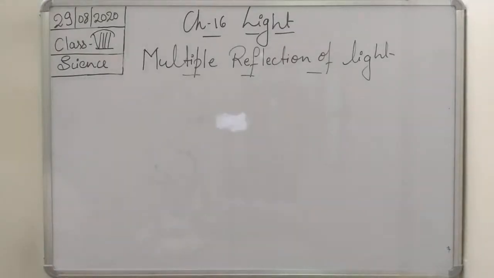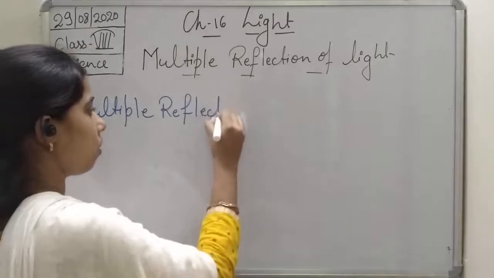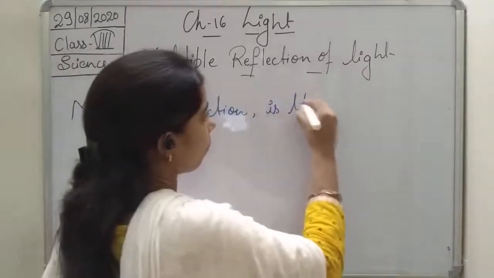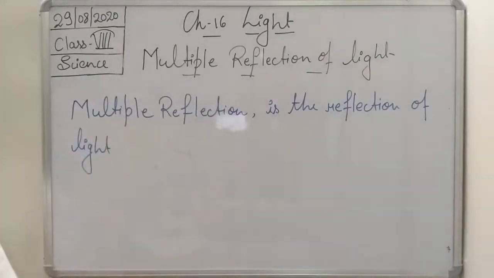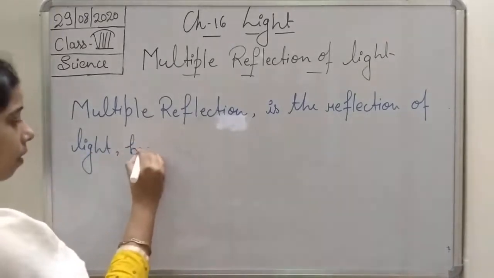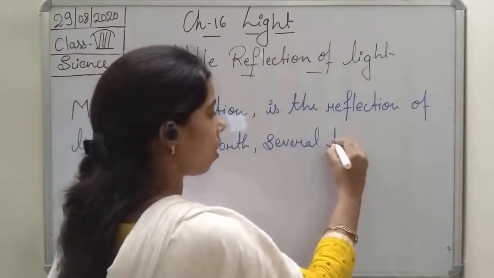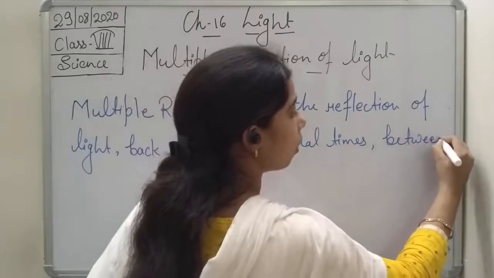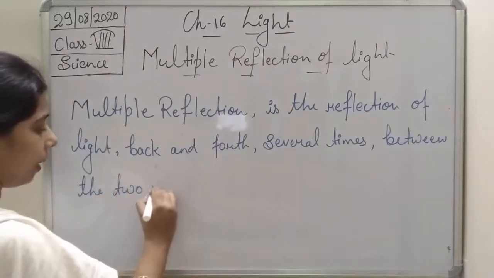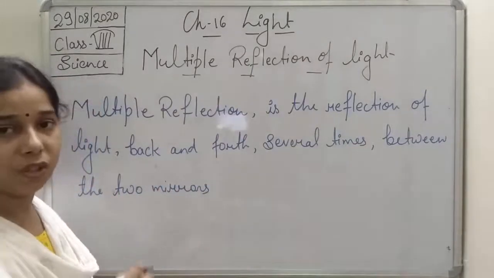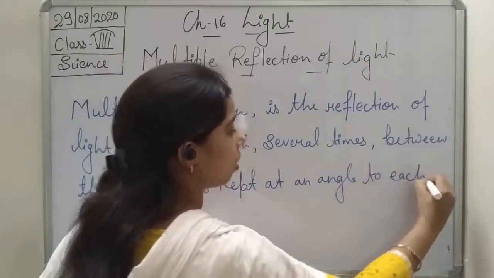Okay, so we can write: multiple reflection is the reflection of light back and forth several times between two mirrors kept at an angle to each other.